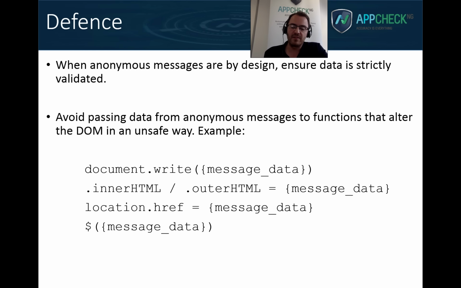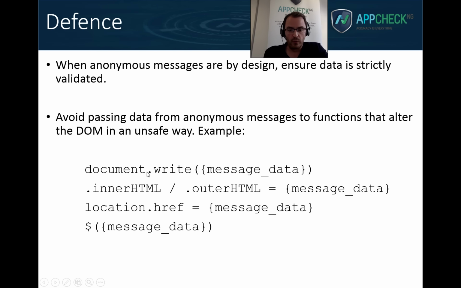The key thing in this example, though, is we need to make sure that when we do process the data, we don't do anything unsafe with it. And this is very much in line with DOM-based cross-site scripting. So essentially what we're saying is if you're going to process anonymous messages, ensure that the data is not used in an unsafe way. Examples of that would be using document.write.